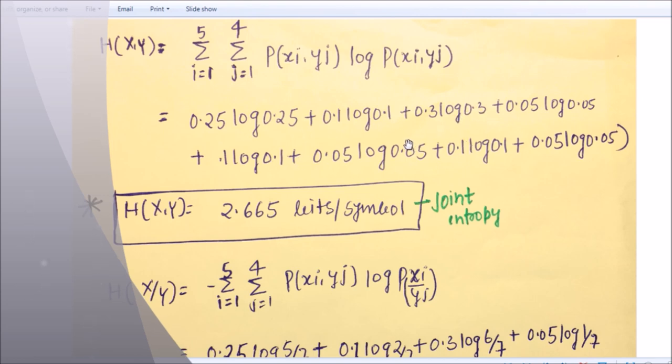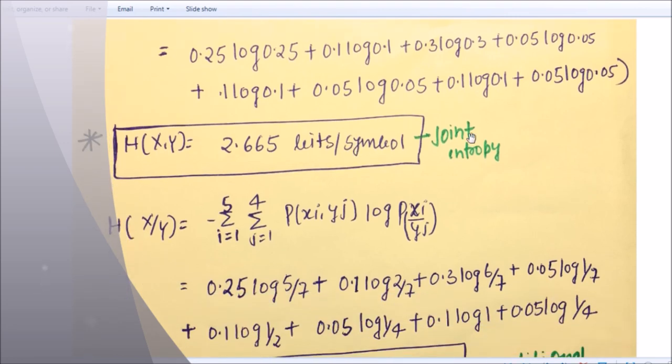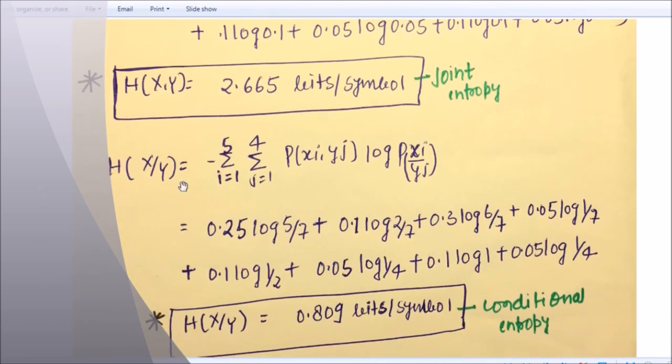After solving all this, log 0 is not defined, so we are not taking log 0 and so on. So Hxy is equal to 2.665 bits per symbol. This is called joint entropy, okay? This is joint entropy. Now let us see about the conditional entropy.